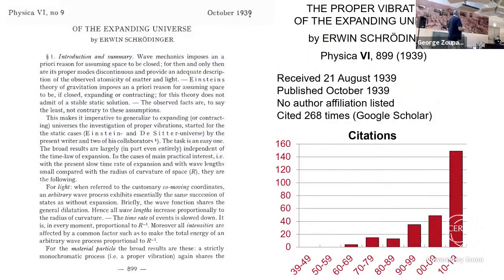So this is not a new idea. I believe it traces back to a paper by Schrodinger in October of 1939. The title of the paper is The Proper Vibrations of the Expanding Universe, and it was written in 1939 while Schrodinger was a refugee. It has an interesting citation history. For the first 20 years after its publication, it was never cited, not even by Schrodinger. So of course, a funding agency would say, this is a failed person and we should not fund this person anymore because he writes papers that no one cites. But the citation number is going up exponentially with time as people start to appreciate what's in this paper.